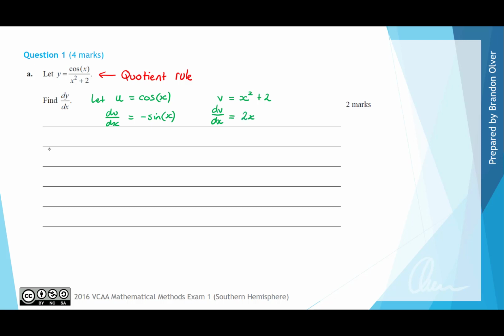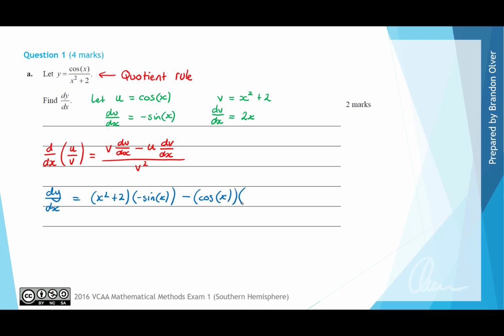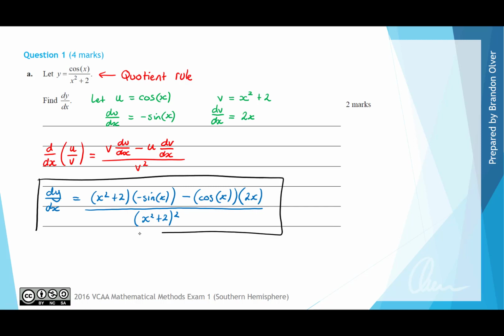So looking at your formula sheet, you would find that the derivative d dx of a function u divided by v is equal to v times du dx minus u times dv dx, all divided by v squared. So for this particular question, we're going to have that dy dx, the derivative that we're looking for, is equal to v, which is x squared plus 2, times du dx, which we found to be negative sine x, and then subtract the function u, which is cos of x, multiplied by dv dx, which is 2x, and then all of that is divided by v squared, so in brackets x squared plus 2 all squared. So that is the answer to part A of question 1.